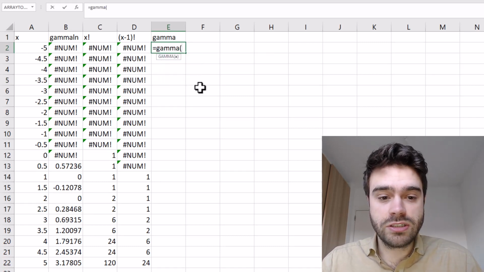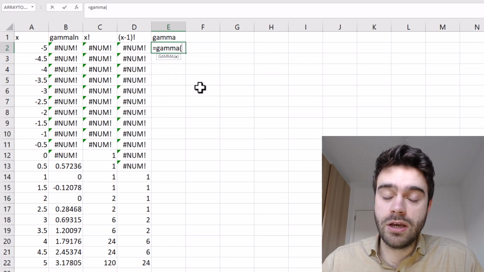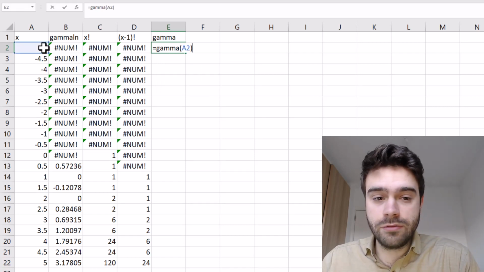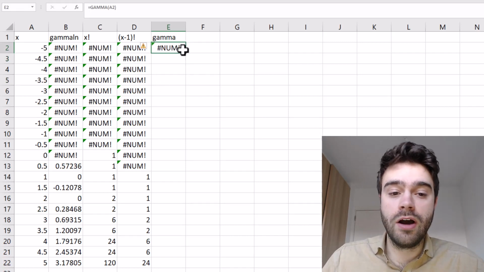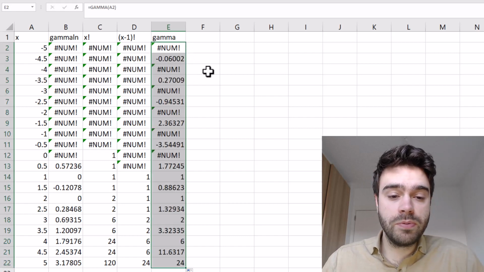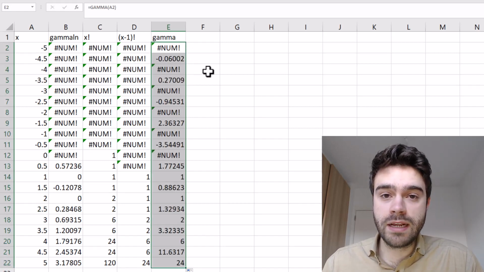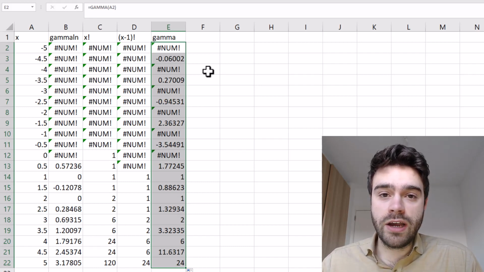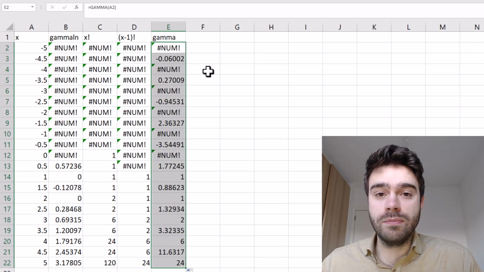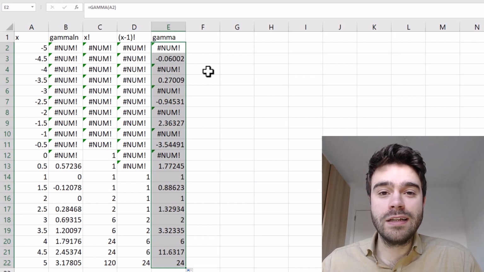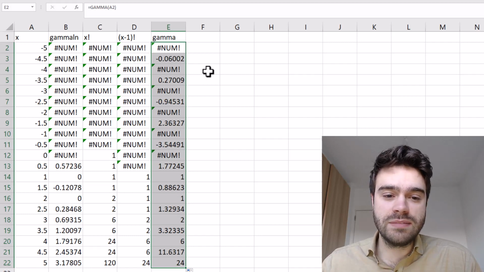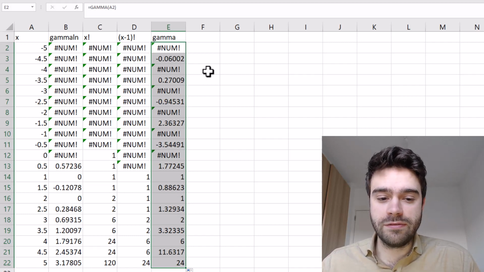The GAMMA function takes in one argument, a number, and then returns the corresponding value of the gamma function. Now, if we pull this through, you can see that for some negative numbers, we are actually getting results. The gamma function is not defined for whole negative numbers. So only for decimal negative numbers will you get a solution. That's because there are asymptotes at those whole negative numbers.